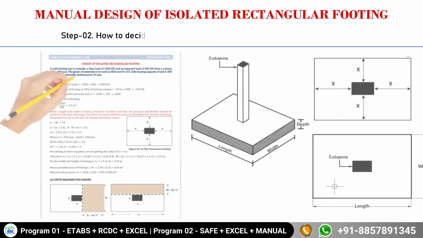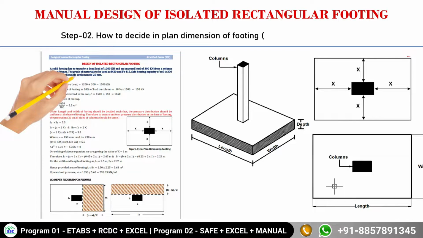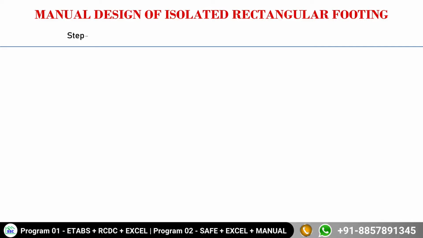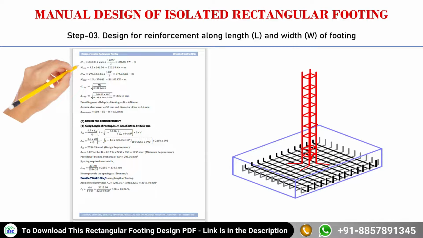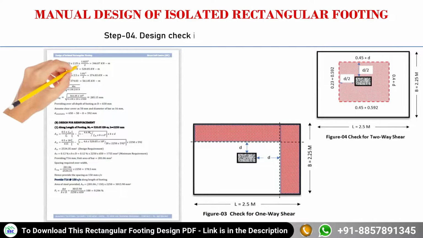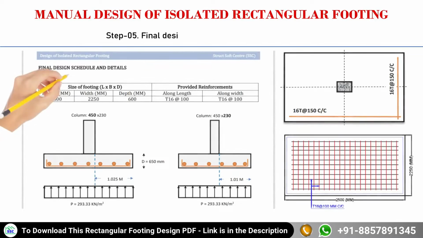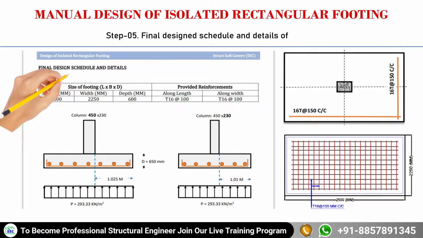In the second step, we will see how to decide the in-plan dimension of the footing as length, width and depth. In the third step, we will see the design for the reinforcement along the length and width of the footing. In the fourth step, there will be design checks against the one-way and two-way shear. And in the last step, we will see the final design schedule and detail of this footing.